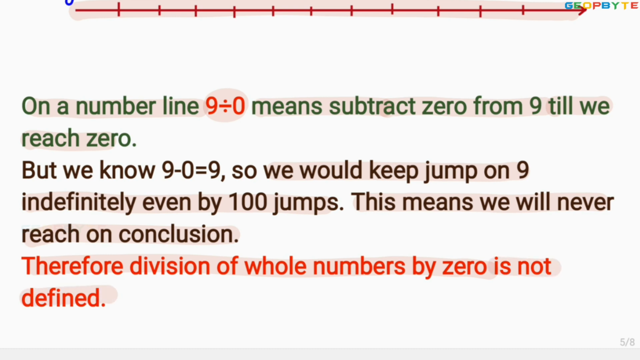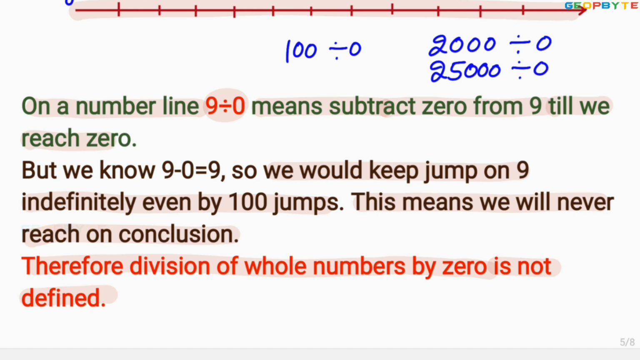I hope all of you clearly got my point. That means indirectly 100 divided by 0 is not possible. 2000 divided by 0 is not possible. Similarly, 25,000 divided by 0 cannot be defined. I hope all of you clearly got my point.